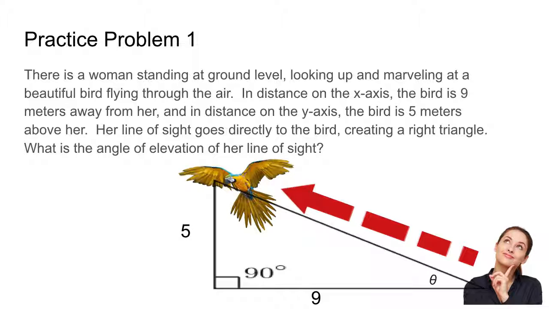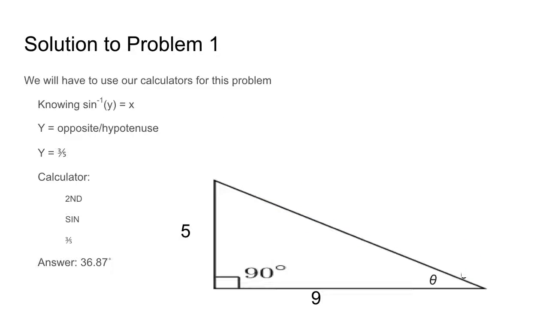Now, moving on to the solution of the problem. Because what we are given is the two base lengths of the triangle, it is most useful to use an inverse tangent function, but we could potentially use any of the functions because we can always find the third side using the Pythagorean theorem, given that this is a right triangle. So suppose that we are using sine negative 1 of y equals x.